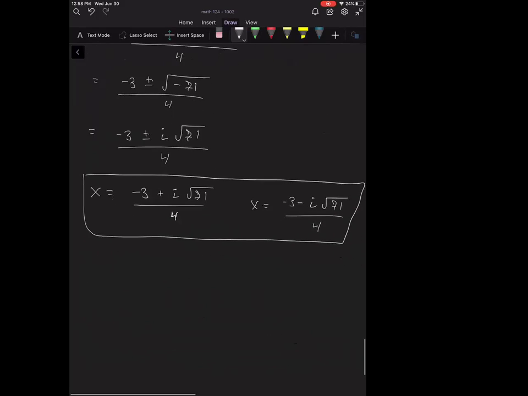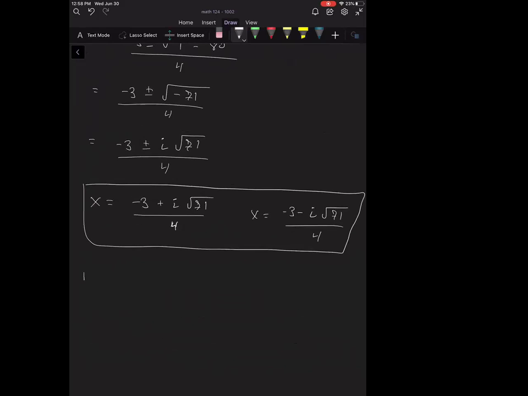Okay, and then part B, we have g of x equal to 2x cubed minus 3x squared minus 2x plus 3. So we want to find the zeros of this. So we want to set it equal to 0.